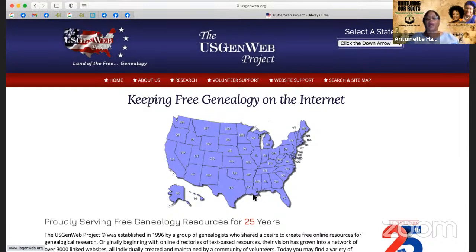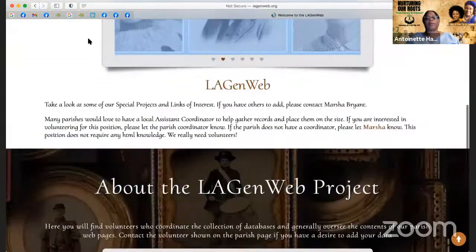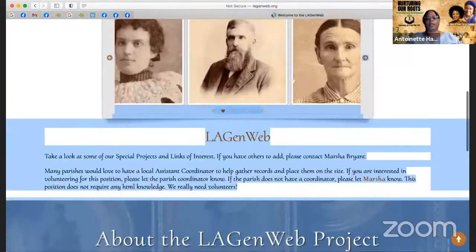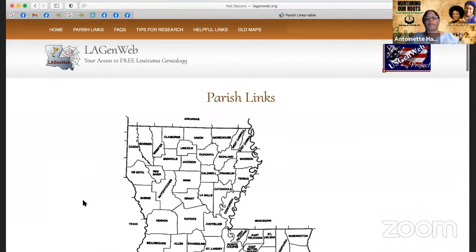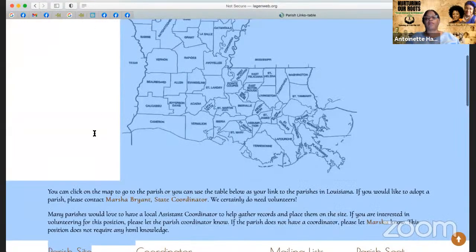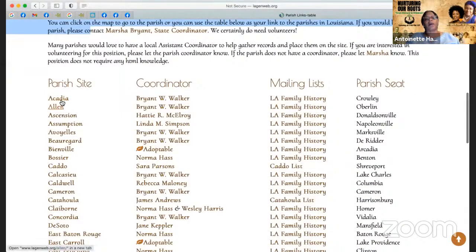And so what we pulled up here is the USGen web project, and it covers all the states. I'm just going to click on Louisiana right here, where you can see finding your Louisiana ancestors. Let's go home, let's go to parish links. All right, so this is the map of Louisiana, and I'm going to keep scrolling and see if you see the parish site. All these are the different parishes, and most of the states have the USGen website. And you see the coordinator, the person who contributes, and that makes a big difference.